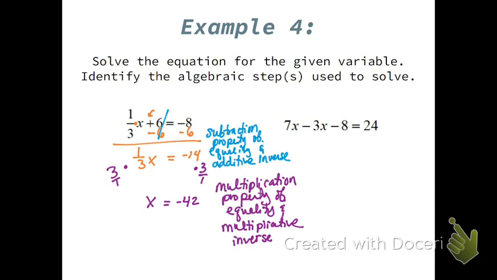All right, now moving on to my next example. This one I do have some like terms. I've got the 7x minus 3x that I can combine to get 4x minus 8 equals 24. For your reason for this, just write combine like terms.